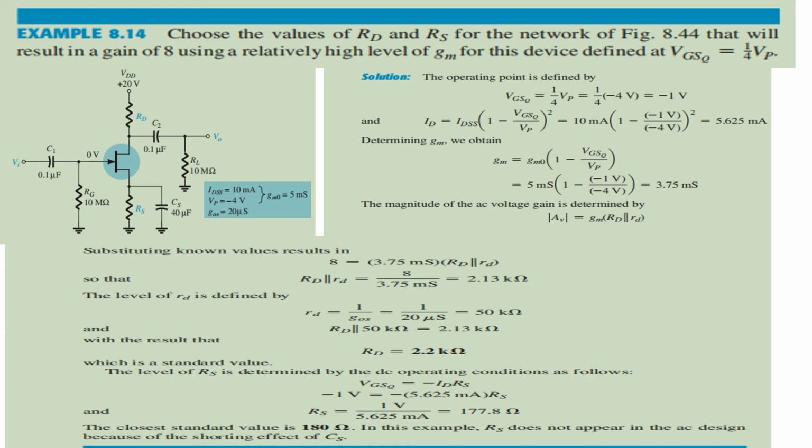Then the role of C1 and C2 is to remove the DC component accompanying any AC signal. So these are the coupling capacitors. So knowing the value of Rd and Rs and resulting gain using a relatively high level of Gm, VGSQ is fixed at one-fourth of the value of the pinch off voltage.